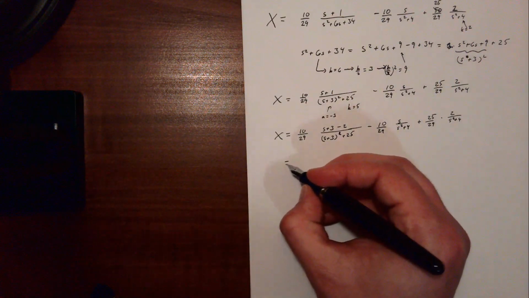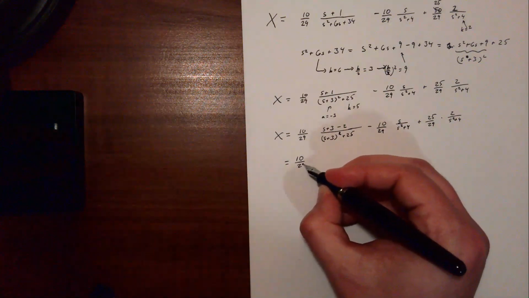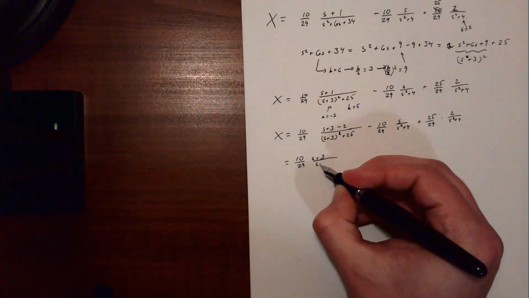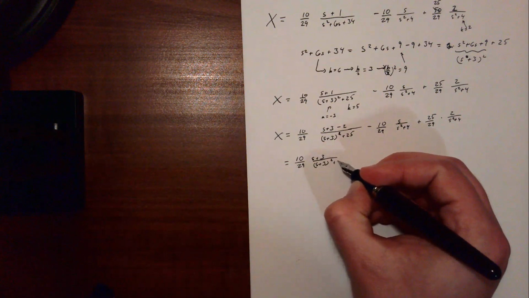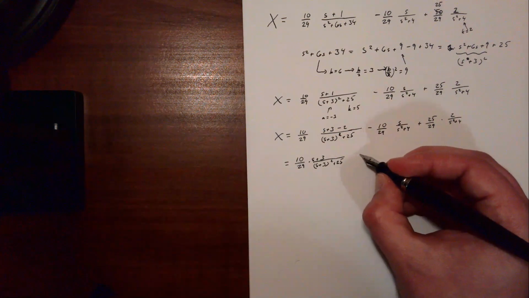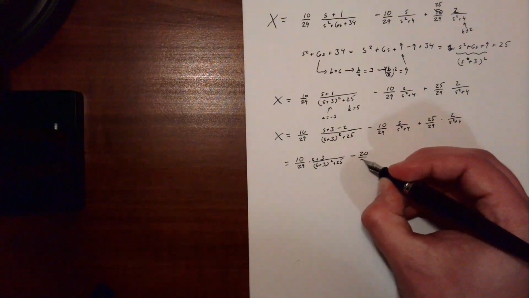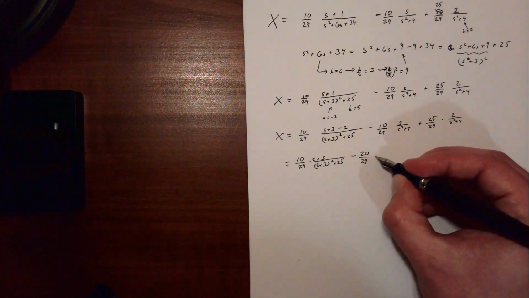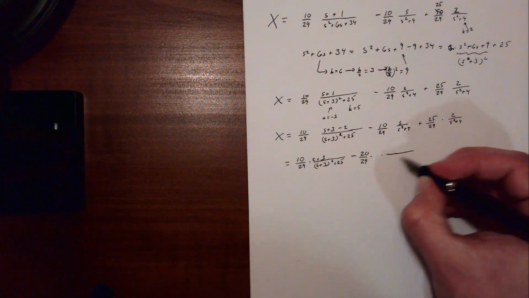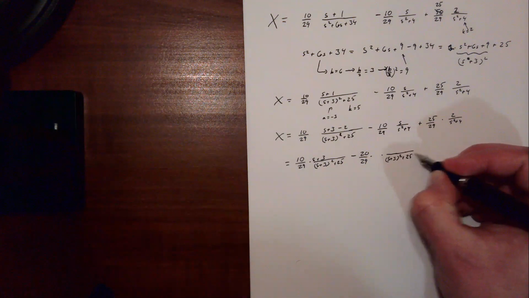And what do we have now? Looks like if I break it up into two pieces, I've got 10 over 29, s plus 3 over s plus 3 squared plus 25. And what's the next part going to be? It's going to be minus 20 over 29. And what I can do here is adjust it a little bit. So s plus 3 squared plus 25.